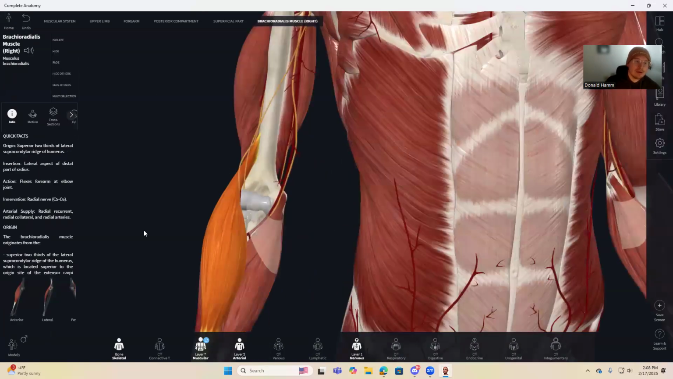But what is worth knowing is it is entirely innervated by the radial nerve. So now I have two muscles that can participate in elbow flexion that are innervated by radial and not just the musculocutaneous nerve.